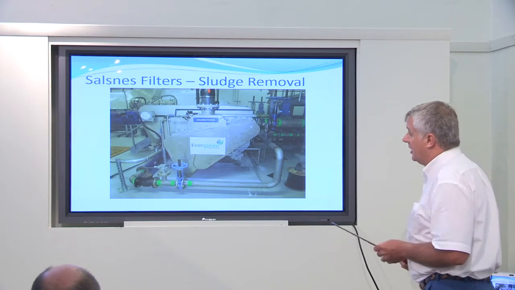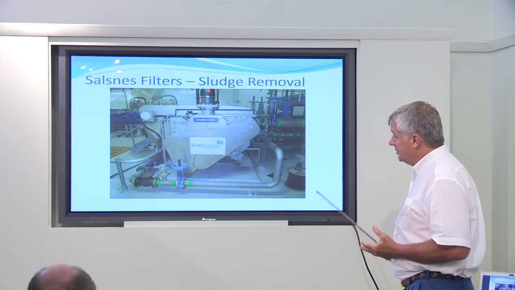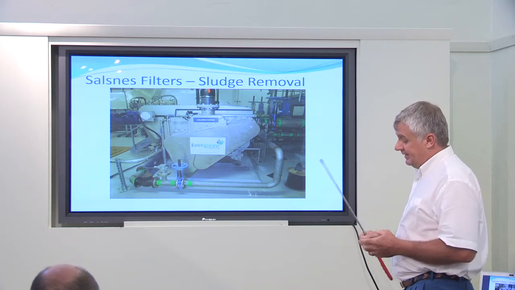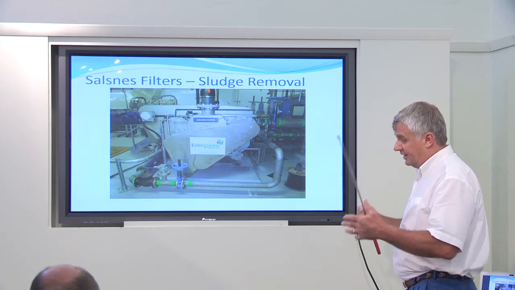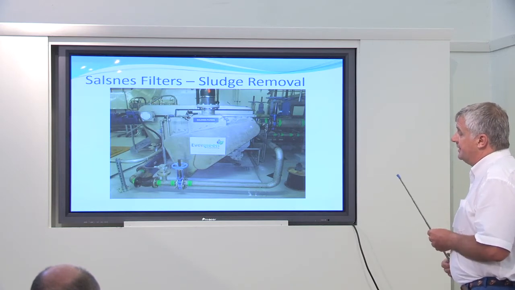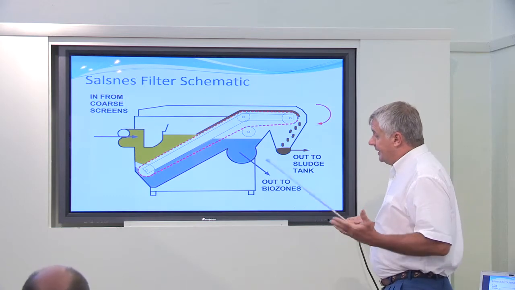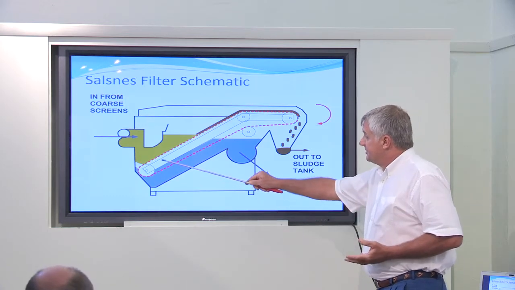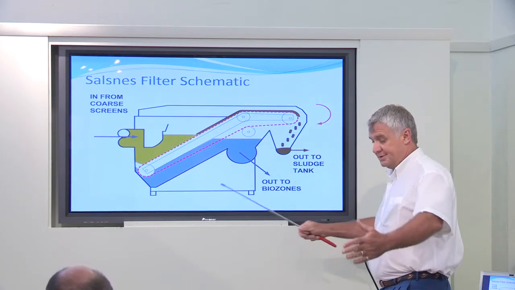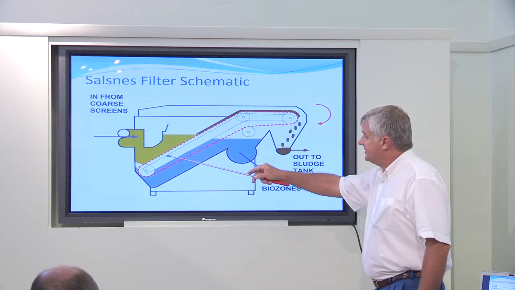The next stage of the primary treatment is the removal of the organic solids, or the sludge. By the time they get here, they're fine and in suspension in the water. So there's this piece of equipment called a Salzness filter. If I have a quick look on the other page, it's another kind of filter, except this one is a large moving belt. It's about 3 feet wide, and the dirty water comes in here.